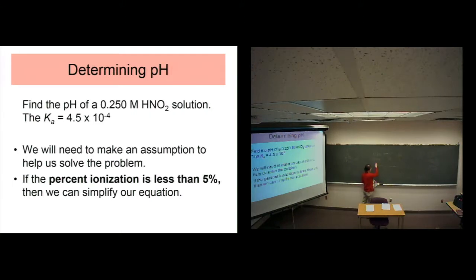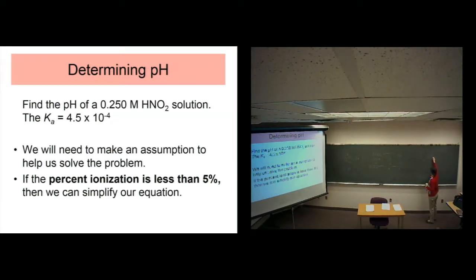All right, let's put it into our equilibrium expression. Okay, so putting that into your equilibrium expression, what do we get? X times X divided by 0.250 minus X. Isn't that what we get? Okay, and we know the Ka is 4.5.